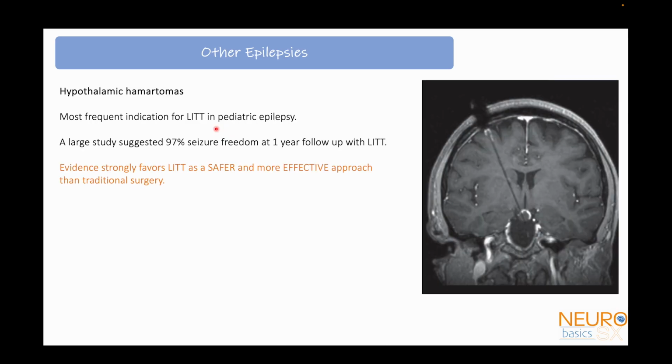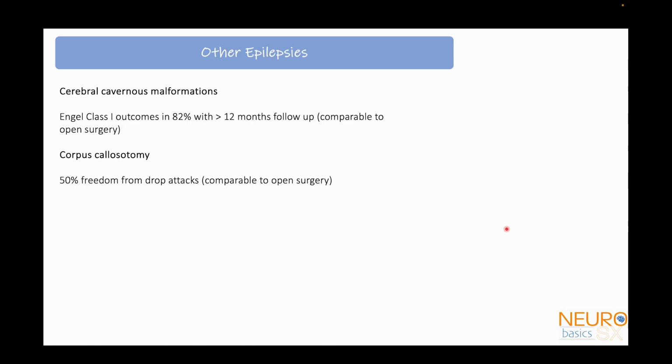As we saw, it is also a minimally invasive option for hypothalamic hamartomas, and LITT is actually a very, very good option for hypothalamic hamartomas. A last study found a 97% seizure freedom rate at 1 year follow-up with LITT. So actually, current evidence suggests that LITT is a much safer and more effective approach than traditional surgery for hypothalamic hamartomas particularly. So this is the one case where we have demonstrated clearly that LITT is a much better and safer approach and actually more effective than open surgery. It can also be used for cavernous malformations and for corpus callosotomies as well.